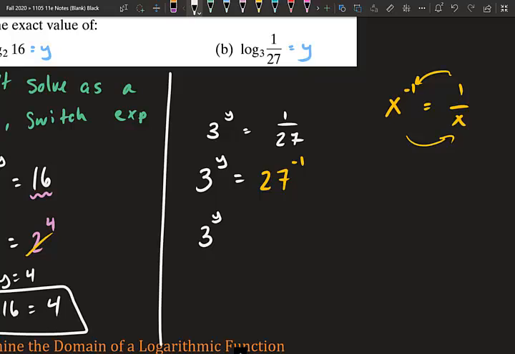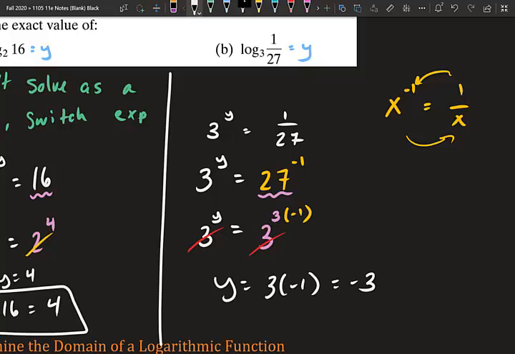It's already 3, so leave it as 3. So we have 3 to the power of y equals. 27, that's 3 cubed. That's 27. But on top, we still have this negative 1. So now that we have the same bases, we can get rid of them. So we have y equals 3 times negative 1, which is just negative 3. So let's put it back. We have log base 3 of 1 over 27 equals negative 3.